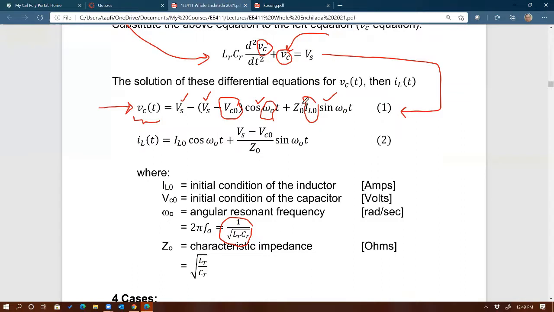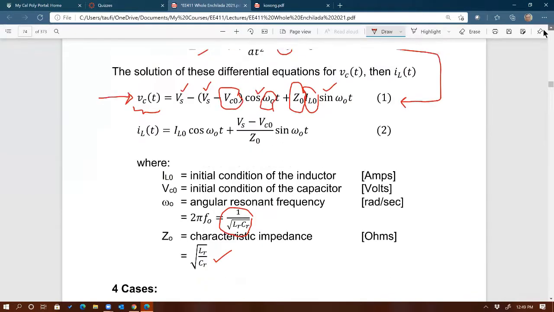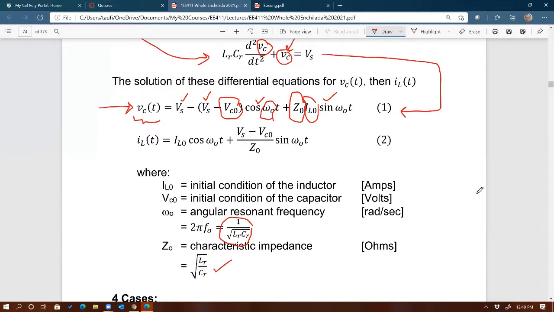Okay, and lastly, we have Z naught. That's another parameter that would affect the equation, or the behavior of this waveform, right? What is Z naught? Z naught is called characteristic impedance, right? Which is equal to the square root of L over C, which is the same equation you learn in electromagnetics, right? So it's the same exact equation, square root of L over C. All right, so any question on this first equation?